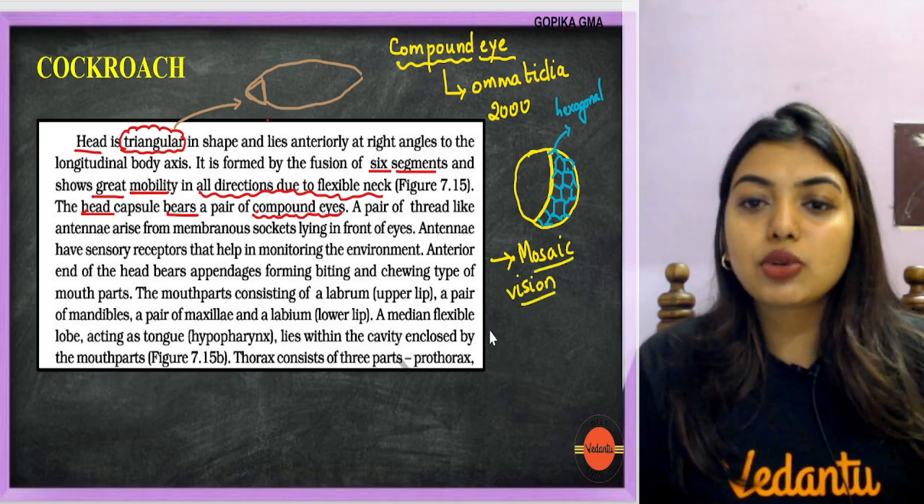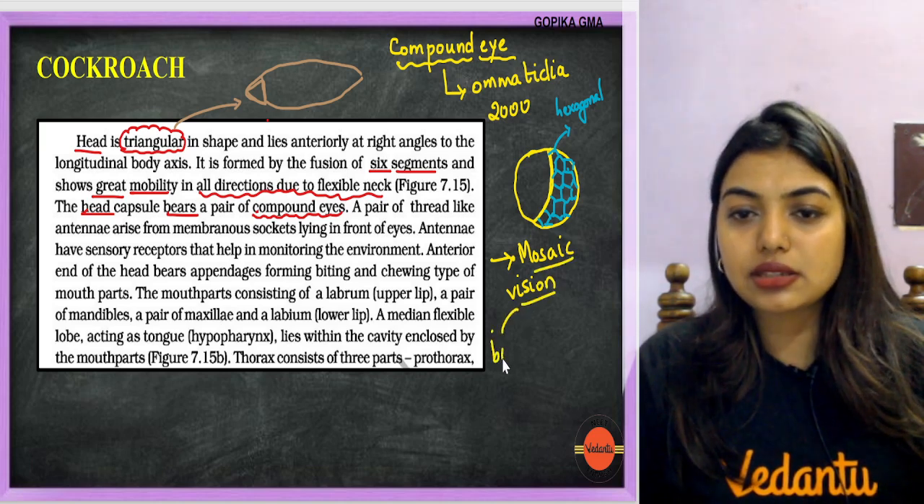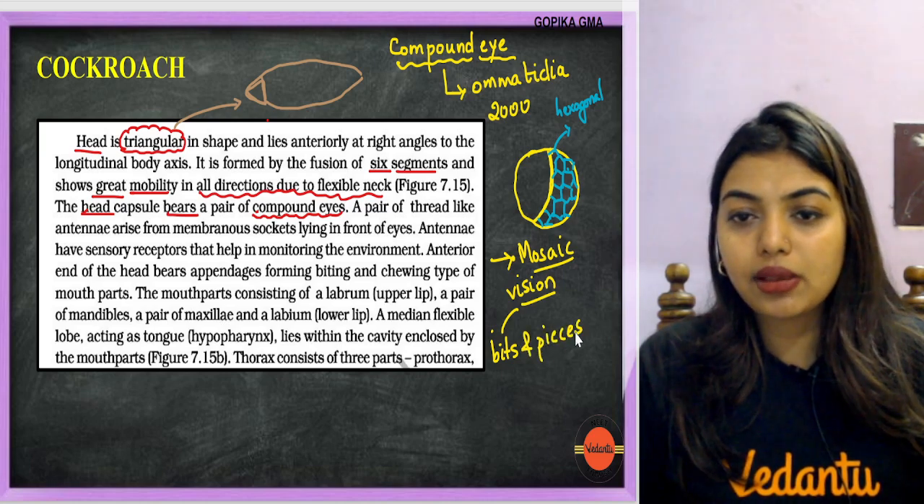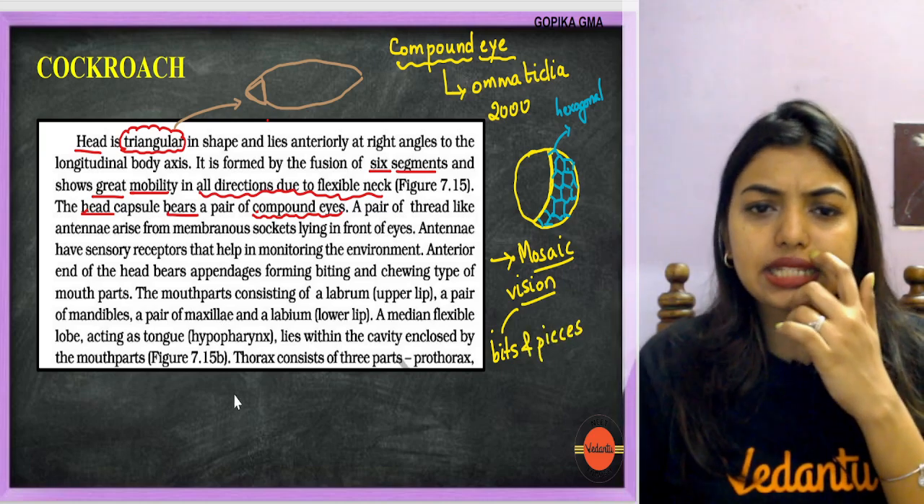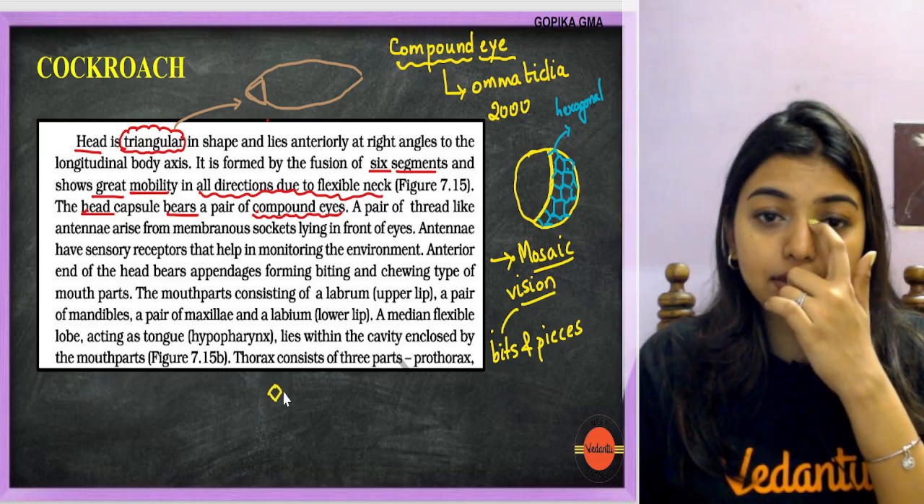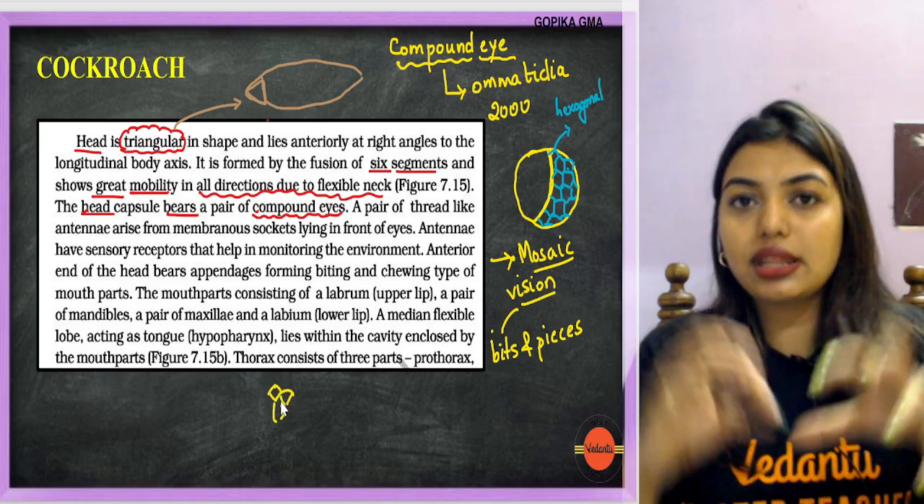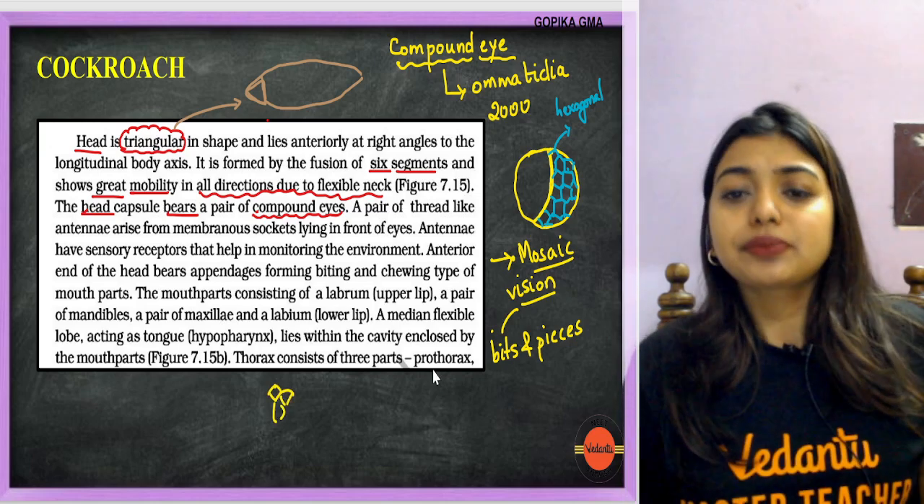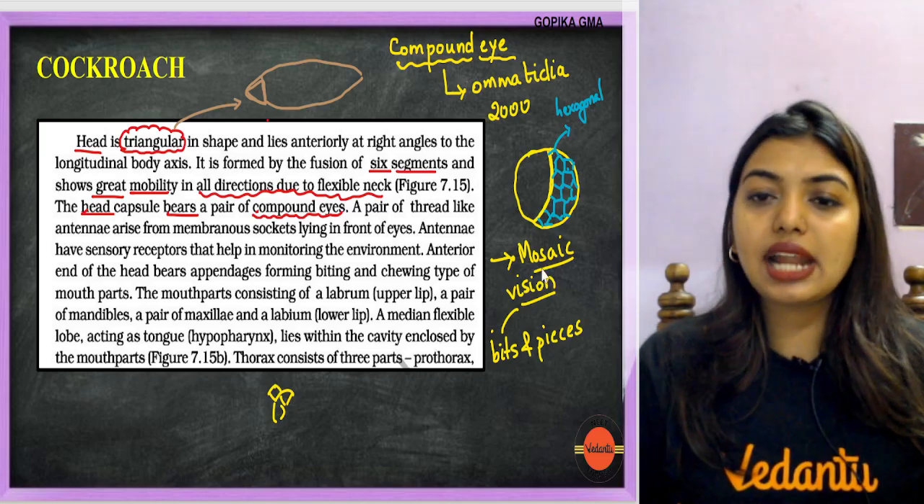Got it, all of you? Mosaic vision means in bits and pieces. I think all of you would have seen mosaic tiles. It will be very blurry and it will be so many different pieces together like that. Okay, mosaic vision. So it will be in bits and pieces.